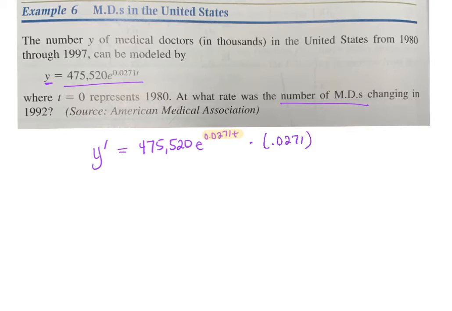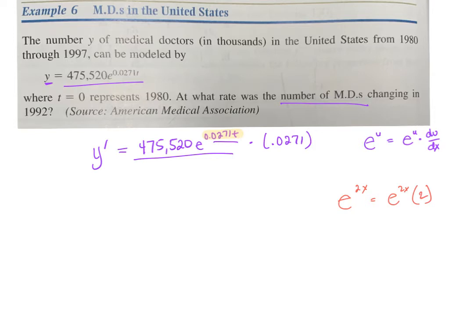So we kept the function itself, times the derivative of the exponent. That's my total derivative. If I have e to the u, my derivative is e to the u times the derivative of u. For example, the derivative of e to the 2x was e to the 2x times the derivative of 2x. So it's not the normal derivative.